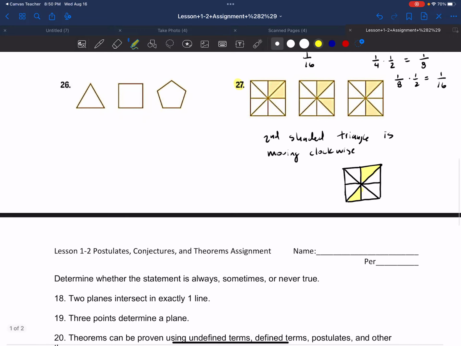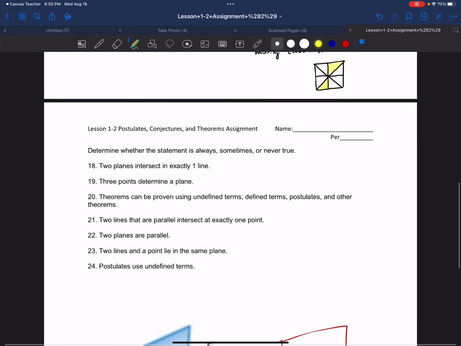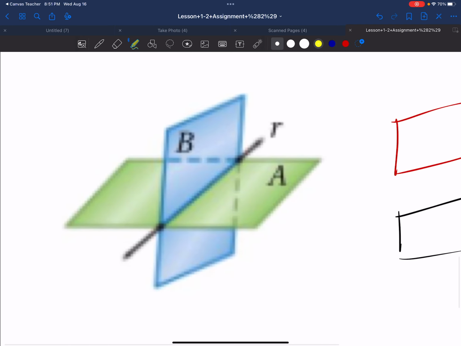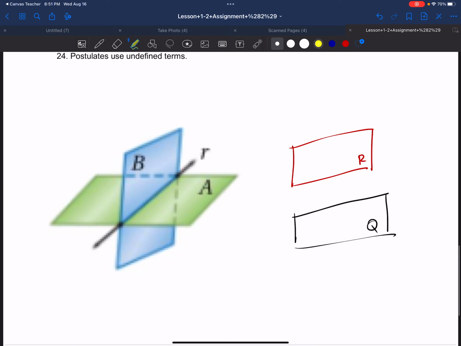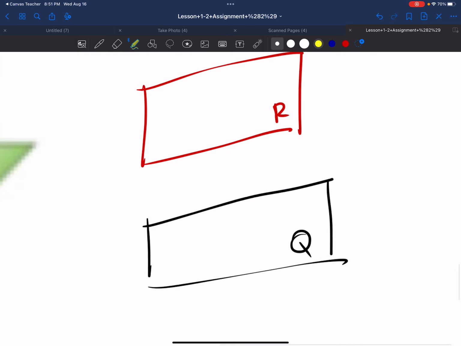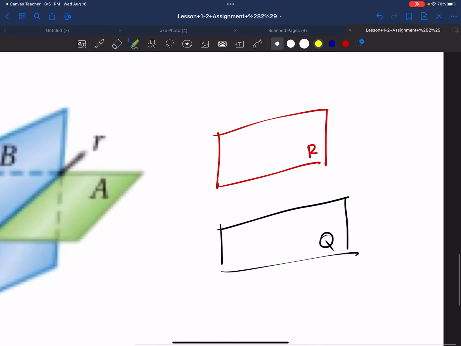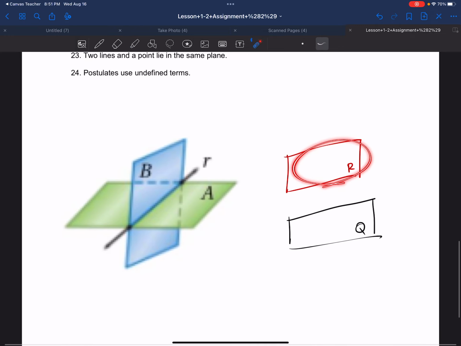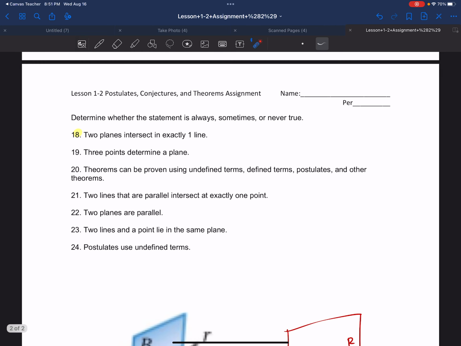Over here, determine whether the statement is always, sometimes, or never true. Two planes intersect in exactly one line. Well, we did see that in 1-1. We had a picture of this, right? So, okay, that's true, but is it always true? If it's always true, we just put always. If it's sometimes true, well, this is sometimes true, because suppose that I have these two planes, do they intersect? No. So the answer is actually sometimes in this case. So this is sometimes.